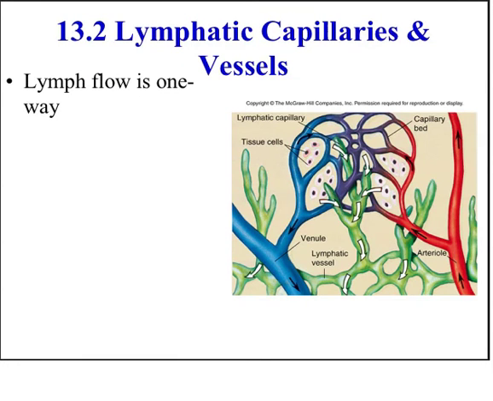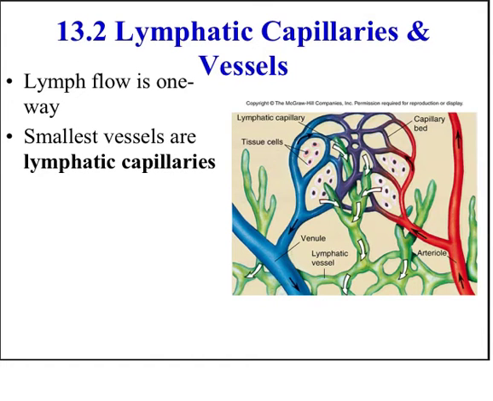So here you can see that lymph is a one-way flow from the capillaries to the interstitial fluid, and then from the interstitial fluid into the lymphatic capillaries, which then empty into lymphatic vessels, which empty into lymphatic ducts, which eventually empty into lymphatic trunks, which empty into the circulatory system once the lymph has been filtered. So it's an ever-increasing diameter in each of those different vessels. The smallest are the lymphatic capillaries.